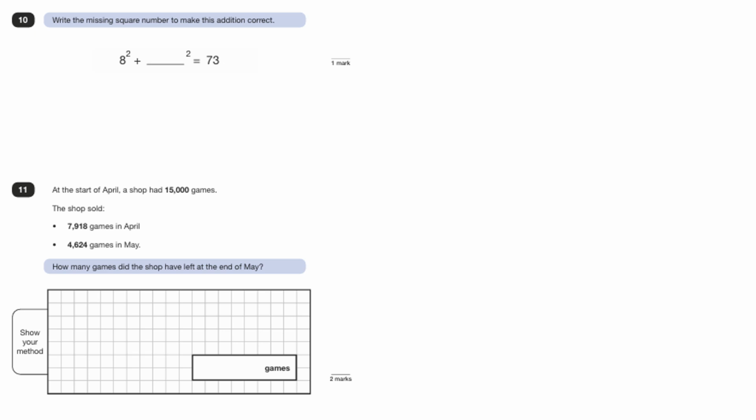Write the missing square number to make this addition correct, okay? 8 squared is 64. Add something will make 73. What's missing? So what's missing from 73 to 64? It's 9. 3 times 3 makes 9, so it's 3 squared.